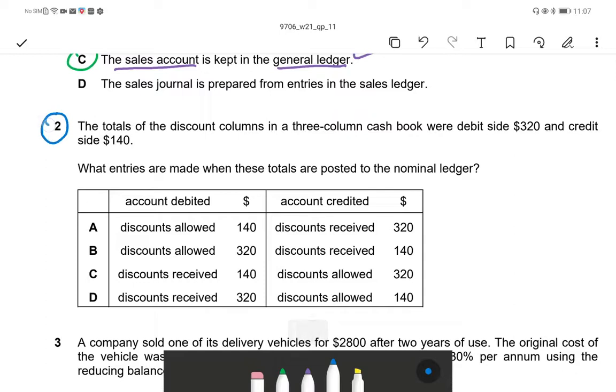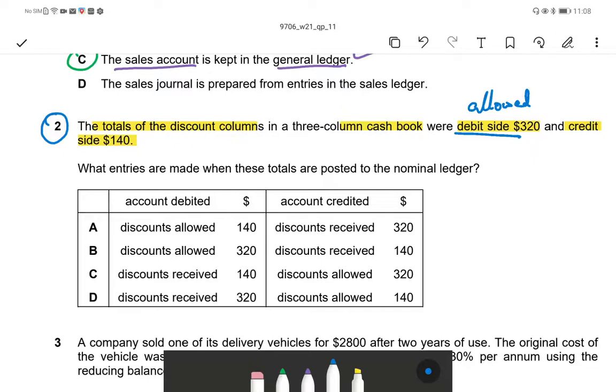Question number 2. The totals of the discount columns in the 3-column cash book were: debit side 320, credit side 140. In the cash book discount column, the debit side discount means discount allowed, because in the cash book all receipts are entered on the debit side. When the business receives cash, sometimes it gives cash discount to customers. So discount allowed comes on the debit side.